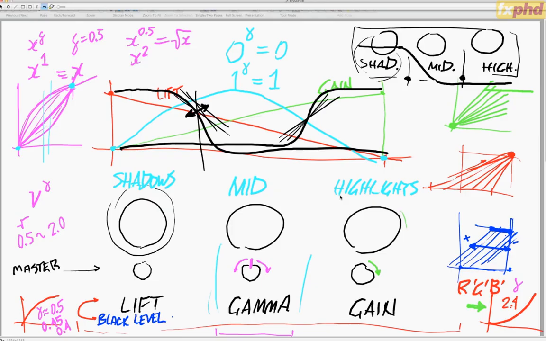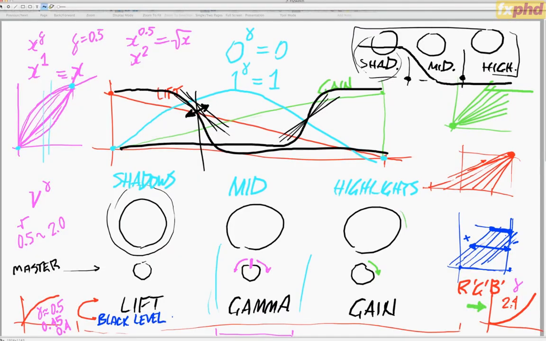So Nick is asking, how would you replicate printer lights? I guess the printer lights of a traditional color timing suite. Or if I can, Nick, rephrase your question, how do printer lights map into these controls that I've shown you in this drawing? So let me show you that.